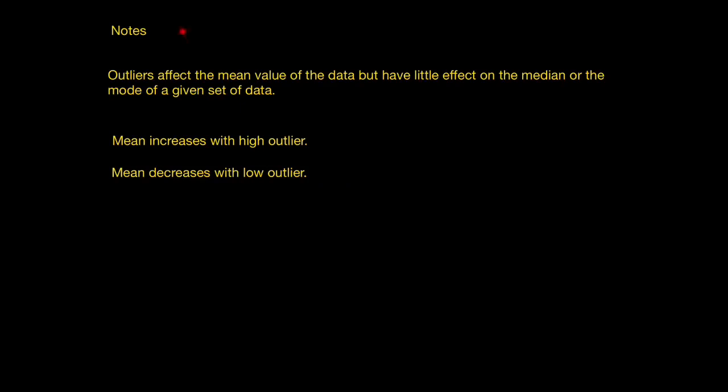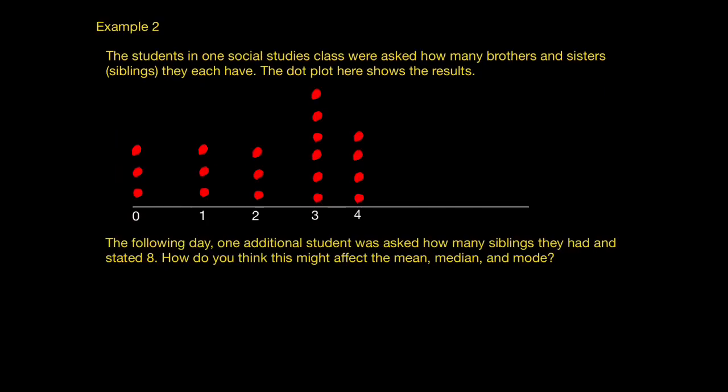So please take these notes. Outliers affect the mean value of the data but have little effect on the median or the mode of a given set of data. That being said, the mean increases with a high outlier and the mean decreases with a low outlier. So let's explore this with the upcoming example.